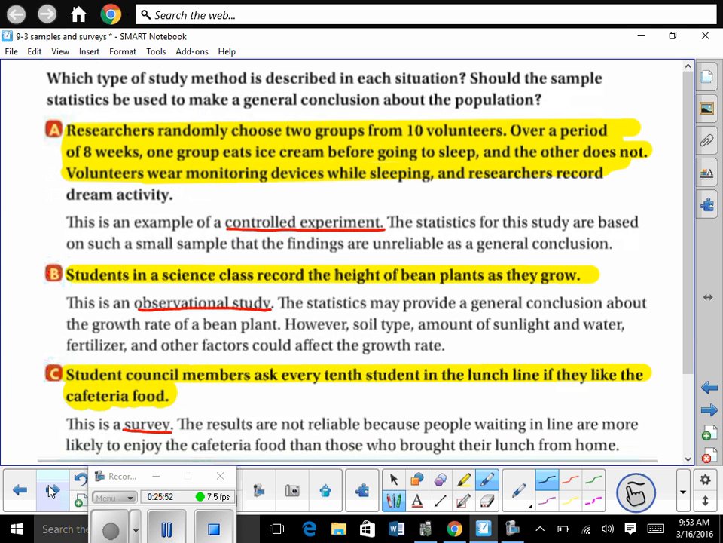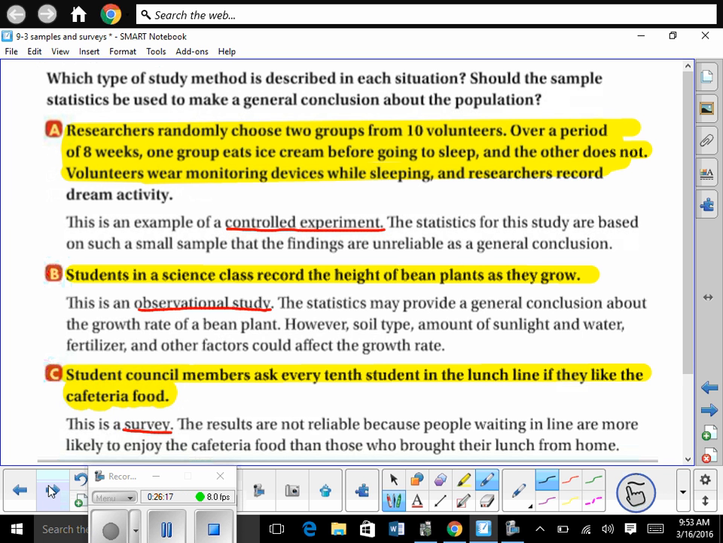All right, so a researcher, let's choose what kind of experiment is happening so you can get some examples. A researcher randomly chooses 2 groups from 10 volunteers. Over a period of 8 weeks, one group eats ice cream before going to sleep, the other does not. Volunteers wear monitoring devices while sleeping, and researchers record the dream activity. So this is an example of a controlled experiment. Didn't half get it, half not.